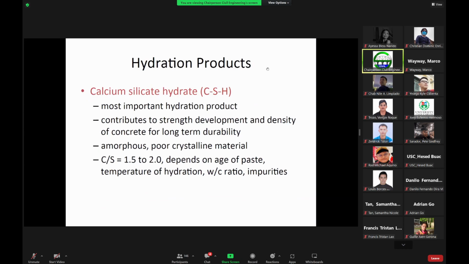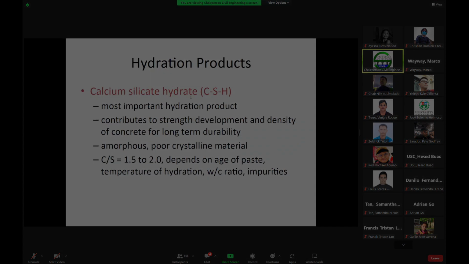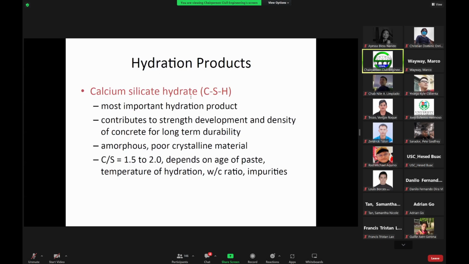Okay, let's look at the hydration products. If you remember, there were 4: your CSH, calcium silicate hydrate, your CH, calcium hydroxide, your ettringite, and your monosulfoaluminate. The first thing we'll discuss is your CSH.